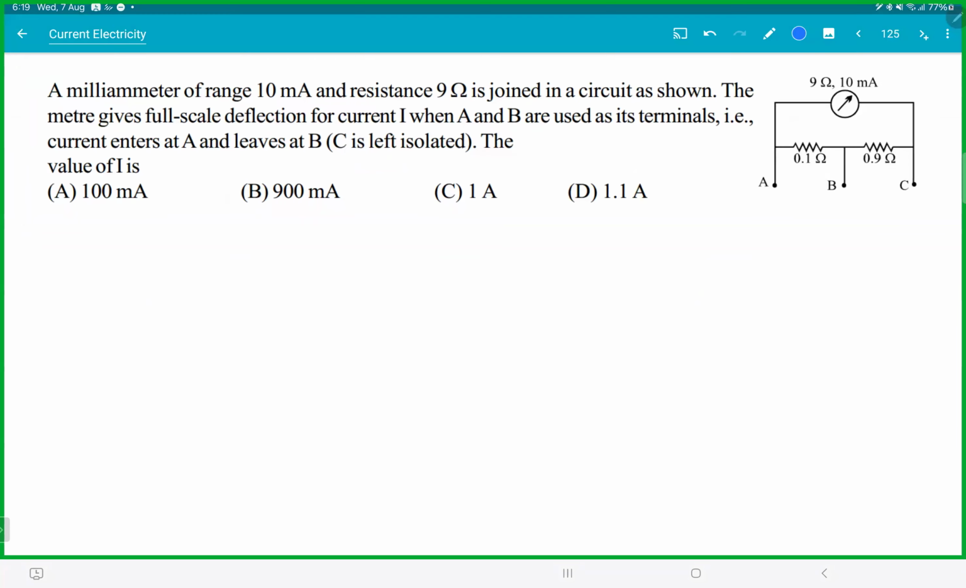Let's get this. Questions are easy on these things, right? They're not really, you don't have anything out of the world questions. So we have a galvanometer of 10 milliampere full scale deflection and resistance 9 ohm joined in a circuit. It gives full scale deflection for current when A and B are used as terminals. Try, you got a minute.